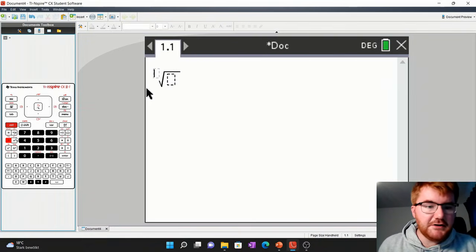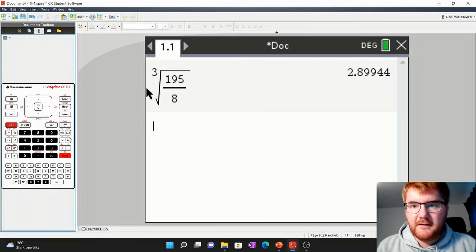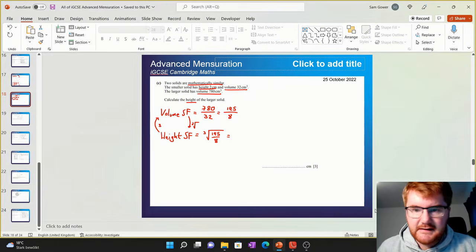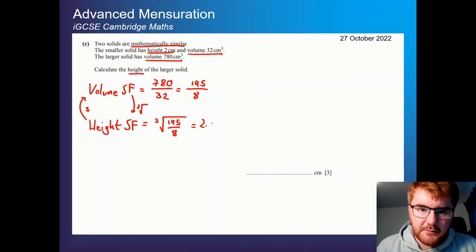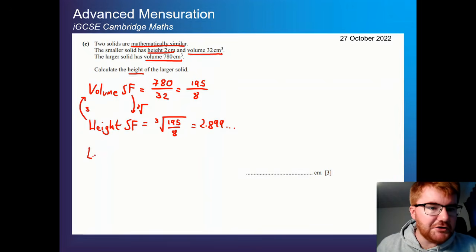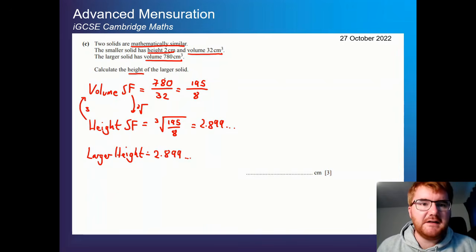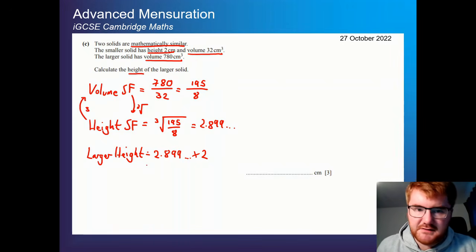Okay, so we're going to use the cube root button, so make sure you've got the right button there, and then we're going to type in 195 divided by 8, giving us the scale factor of 2.899. So let's write that in, 2.899. But we actually want to work out the larger height. Now I generally write larger height to remind me what to do with this scale factor. So we're going to take that 2.899, the new height scale factor, and then we are looking for the larger, so we're going to times by 2 and not divide by it.